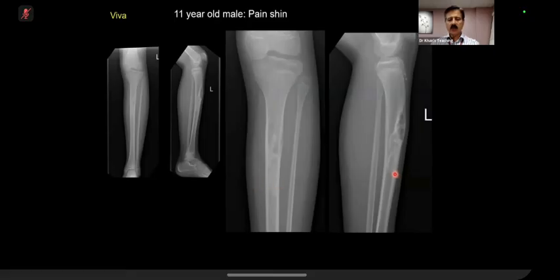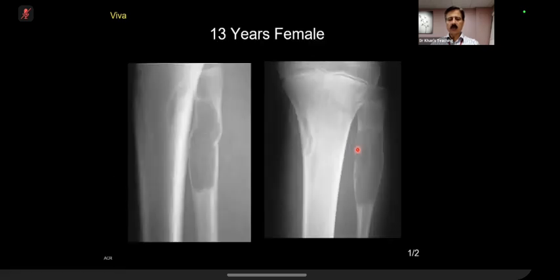Look at this. It has classical cortical sclerosis, a narrow zone of transition, no cortical breach. If you see the AP view, you are a bit confused. What is happening? Is it just central? Then here you are more confident that it is eccentric and the cortex is also involved. Over to you.